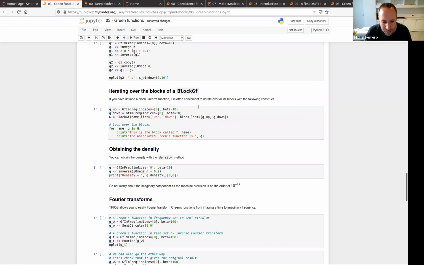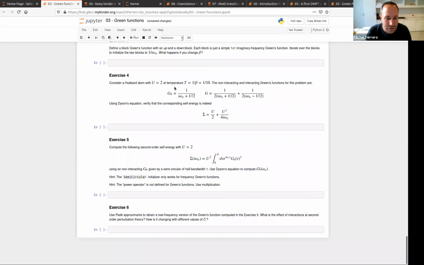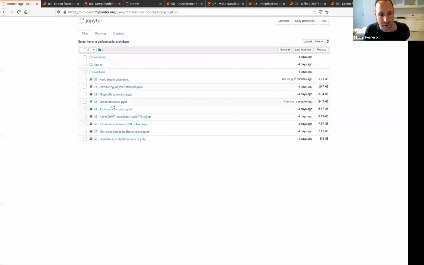Okay, and then at the end of the notebooks, there's in general a bunch of exercises to see if you know how to manipulate the objects. This is true for all other notebooks. Number 3 is really just about manipulating the Green functions. There's not too much physics in there. There's one here, the 4, that you can almost skip, but it's about how to save your data in an archive. Then things really start with 5, where we'll solve a first DMFT equation and try to study the Mott transition. So that's where the serious things start.